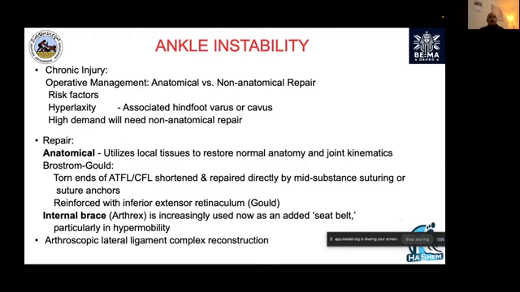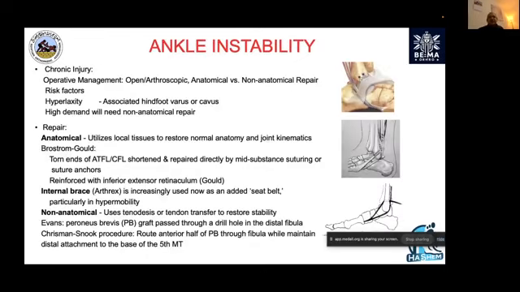So the trend or the common practice at the moment is Prostum gold, which is anatomical repair of ATFL and CFL back to their footprint in the fibula. And then either a jacket from outside, or support from outside, or seat belt from outside in the form of internal brace. Definitely, we can do this open and arthroscopic, but arthroscopic is very fancy, so it's not that common practice. The commonest practice is to have it anatomically.